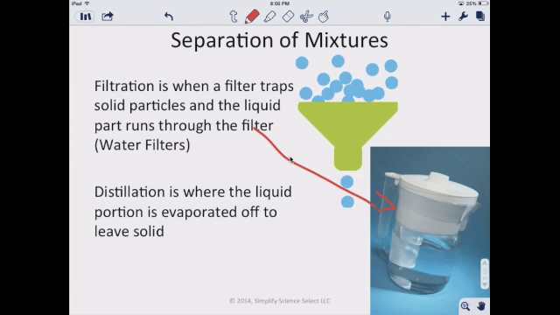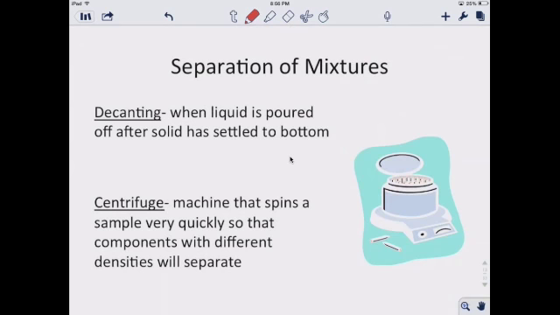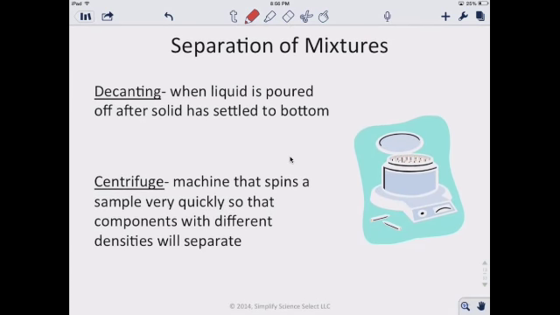Distillation is when the liquid portion is evaporated off, leaving the solid. You can think of this as how they get gasoline. They take crude oil and they distill it. They refine it so that they get the very specific liquid that boils off, and that is possible because of different boiling points. Other separations of mixtures include decanting. That's when the liquid is poured off as the solid settles to the bottom.